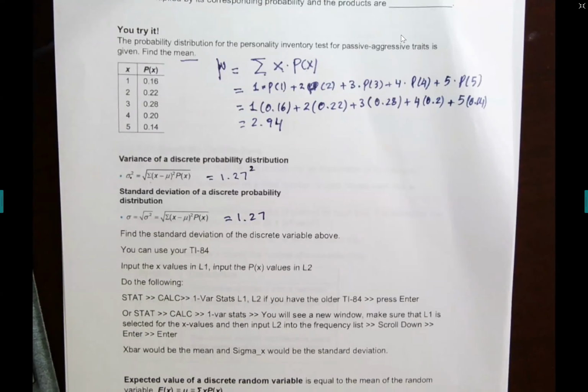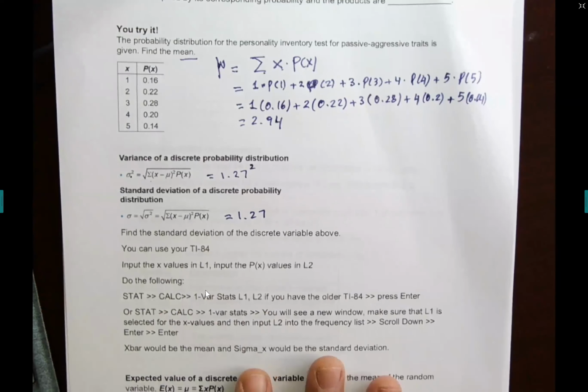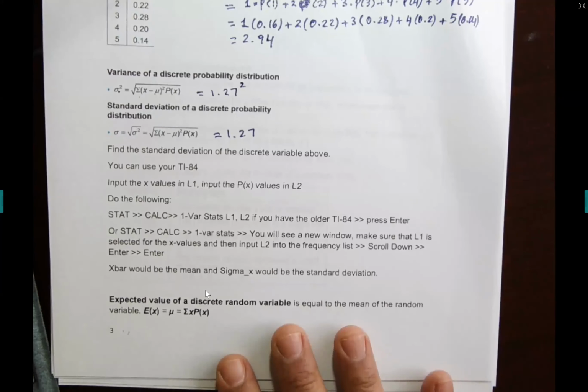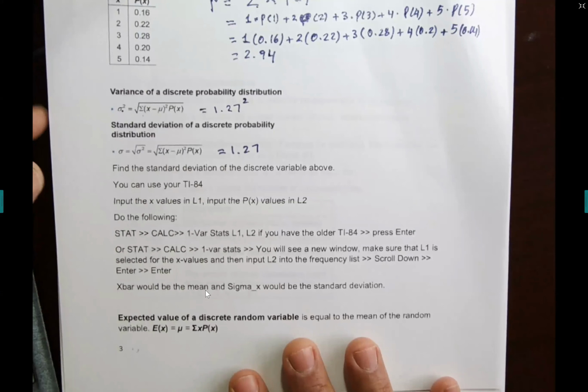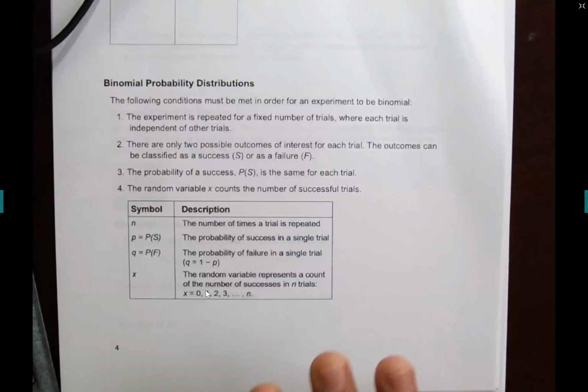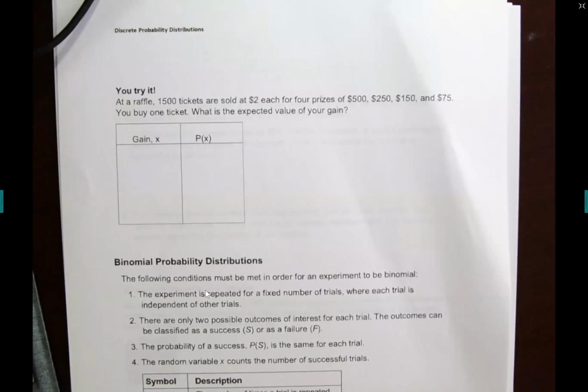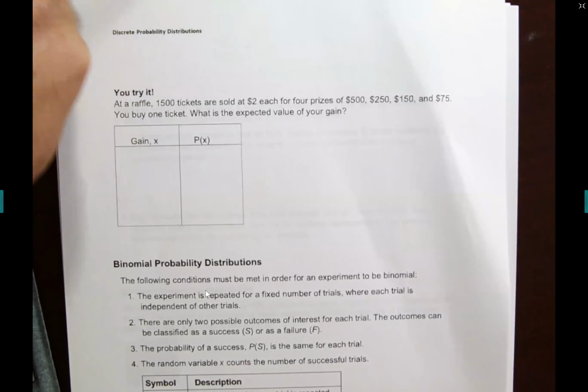Let's move on to the expected value of a random variable. The expected value of a discrete random variable is the same as the mean, but I'm going to show you what this is using an example. It's an interesting thing in discrete probability. So just one second, let me move to the next one. And let's show you how this is done.